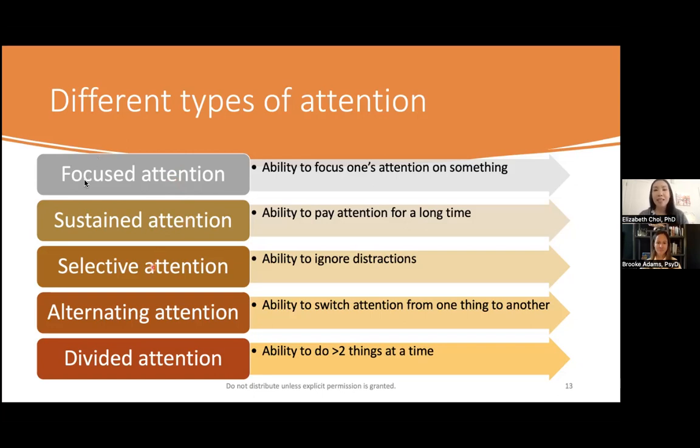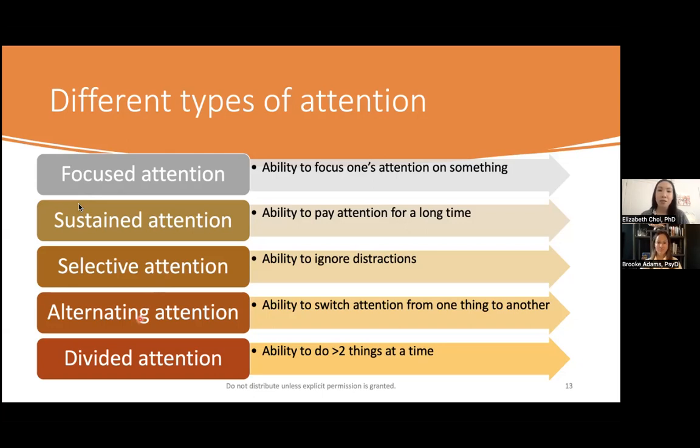Selective attention is the ability to ignore distractions. So for example, while you're listening to this webinar, if there's construction work happening outside your place, if your neighbor is frying a delicious steak next door, those might be distractors, right? And so it's about our ability, this filter inside our brain, on whether we're able to ignore those distractions and focus.